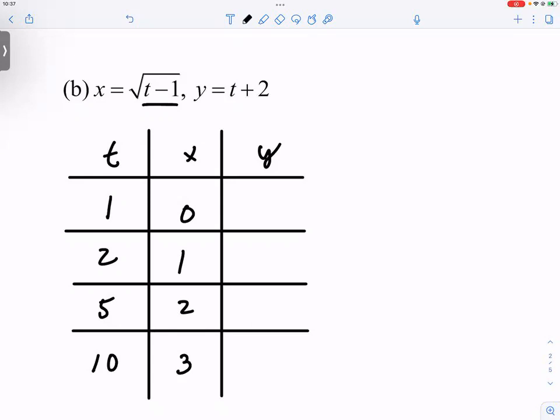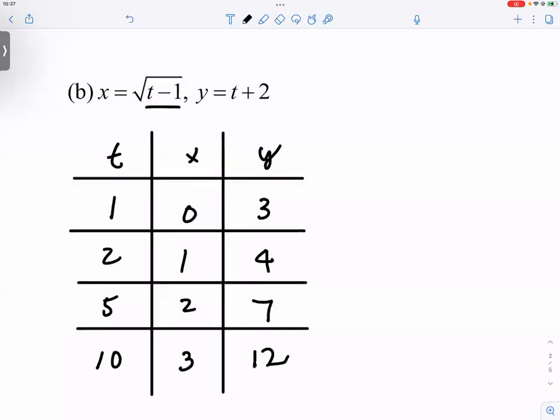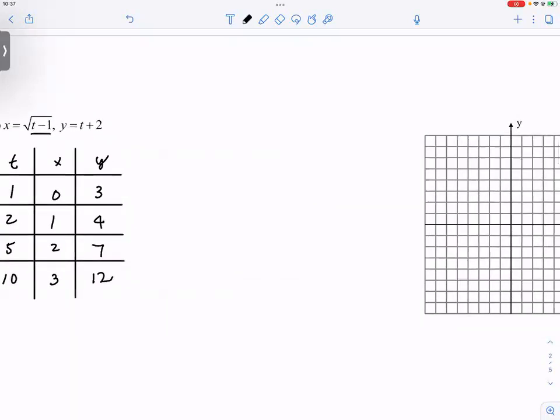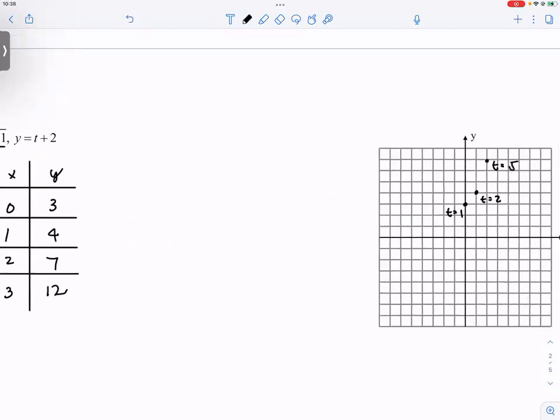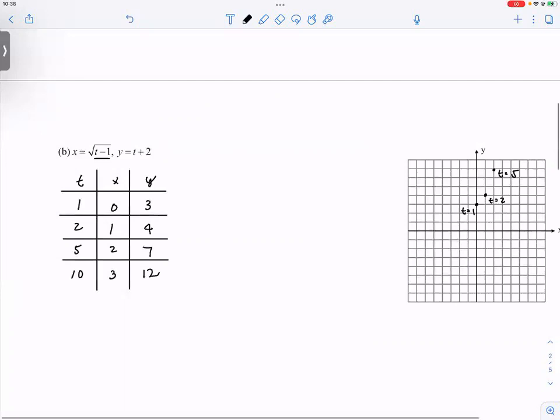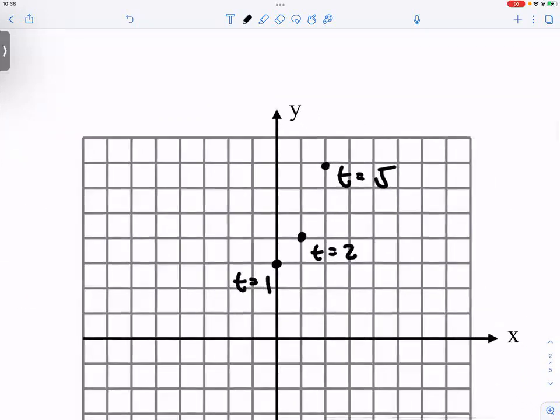So we got all the x values, and now we will go ahead and get the y values. So that will be 3, that will be 4, that will be 7, that will be 12. So y is pretty straightforward, just adding 2 to the t value. So now let's go ahead and plot the points. So you have (0, 3), so t equals 1. And then (1, 4), that's t equals 2. And you have (2, 7), so that's t equals 5. And then the next point will be off the chart, off the graphing area.